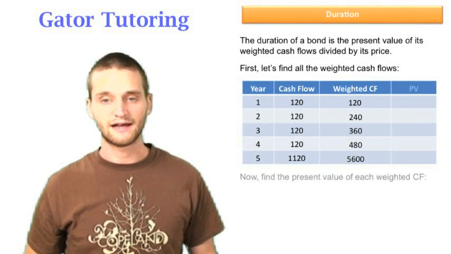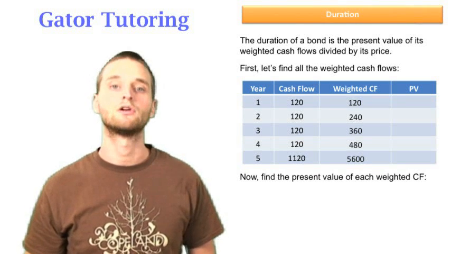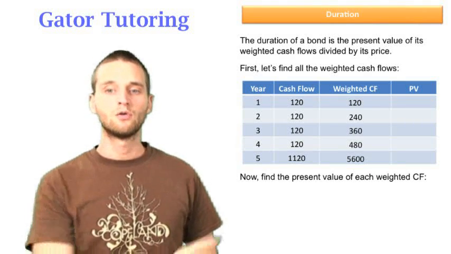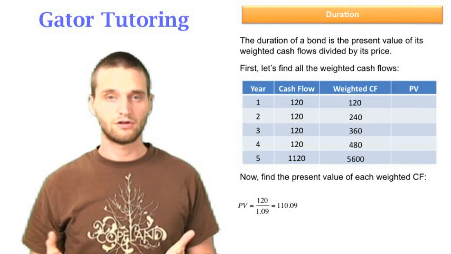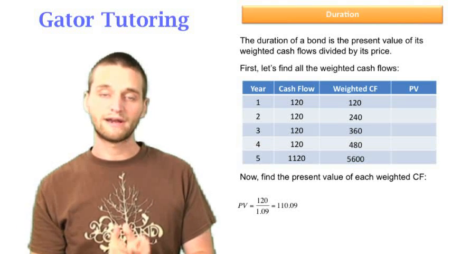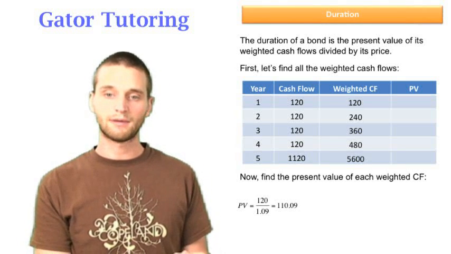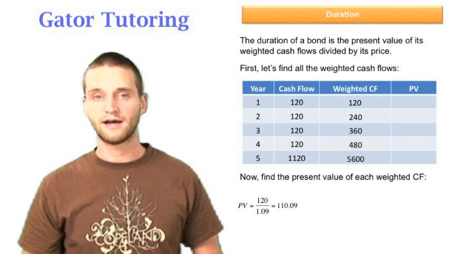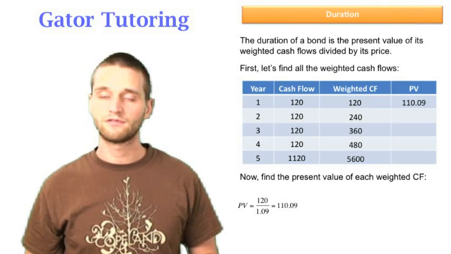So now we have all of our weighted cash flows, and we need to find the present value of them because that's part of the equation for finding the duration of a bond. We need to find the sum of the present value of all of these weighted cash flows. So let's start with this first weighted cash flow, the 120. Well, it occurs in year 1, and the interest rate to use as the discount rate is given in the question as 9%. So we just need to discount that weighted cash flow back 1 year, again, because it occurs in year 1. So we're just going to divide it by 1 plus the interest rate, by 1.09. So when we take the 120 and divide it by 1.09, it gives us a present value of 110.09. So that's the present value of the first weighted cash flow.